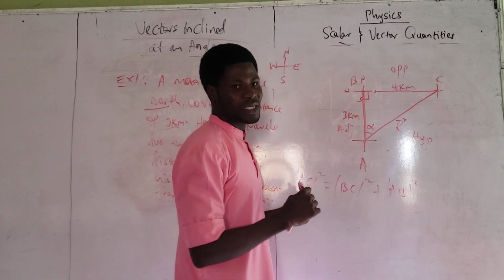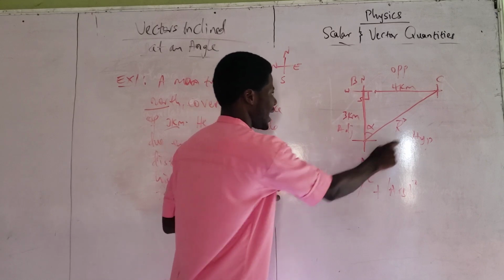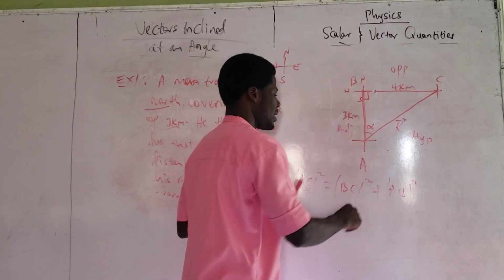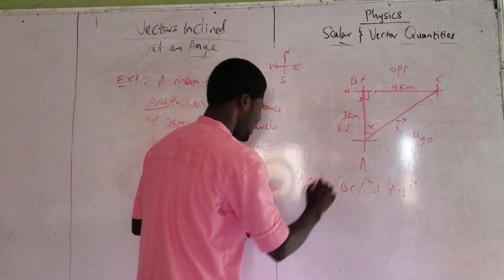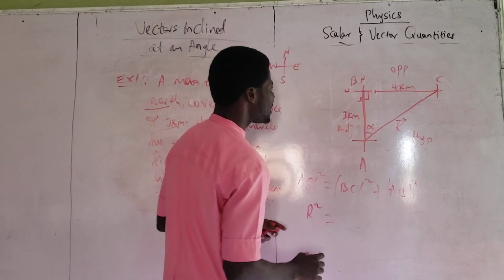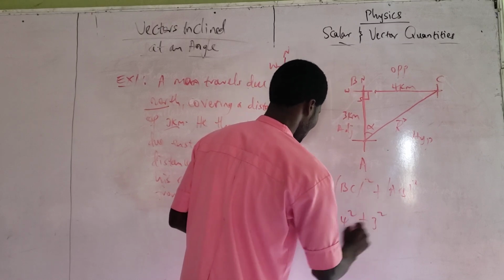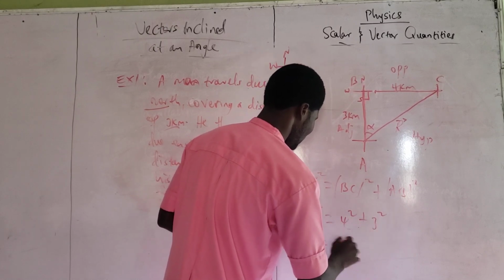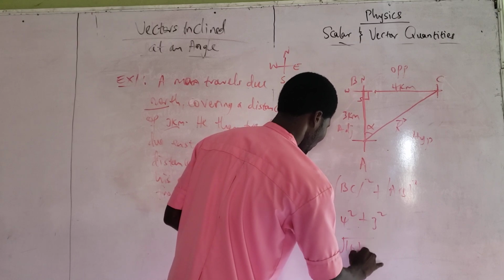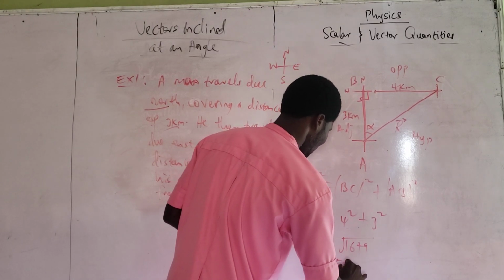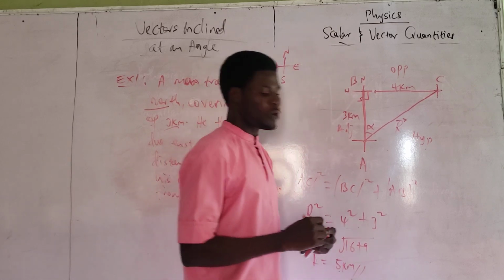So Pythagoras theorem is saying that hypotenuse square, that's line AC, equals opposite square, line BC, plus adjacent square. Our AC is R, BC is 4 and AB is 3. So by the time you find the square root of that, this is 16 plus 9, and that will give you 25. So the square root of 25 is 5. So the resultant is 5 kilometers.